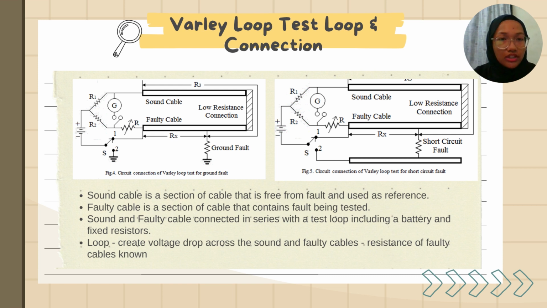The sound and faulty cable are connected in series with a test loop, including a battery and also the fixed resistor. So the loop will be used to create the voltage drop across the sound and faulty cable. Thus, we can calculate the resistance of the faulty cable.